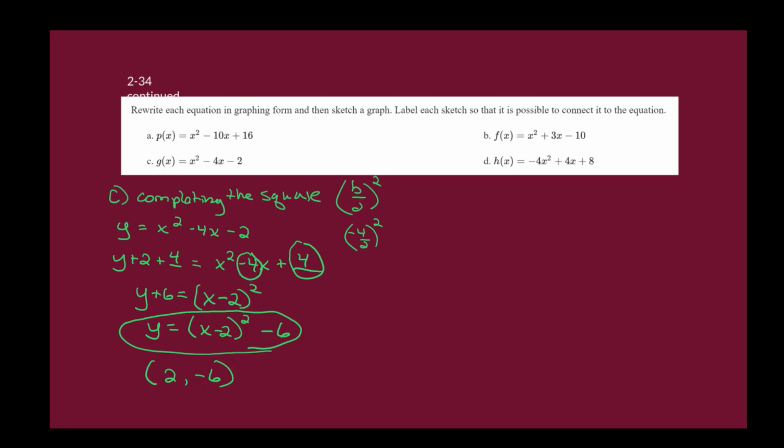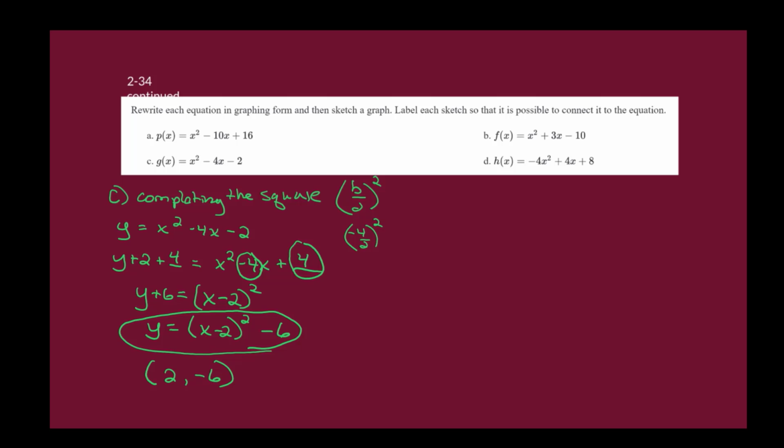So much easier completing the square on that one, especially since you can't factor that one to begin with and find the zeros. There's not 2 numbers that multiply to a negative 2 and add up to a negative 4. So, okay, let's move to part D.